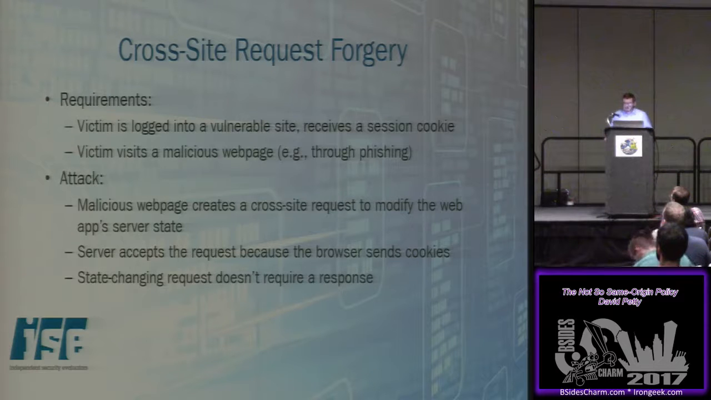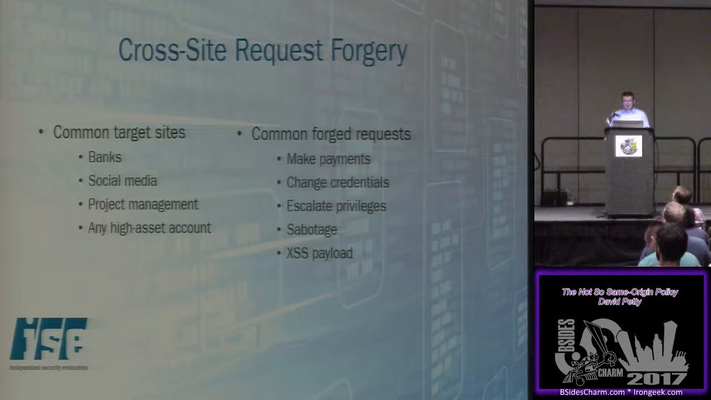And the reason this works within the constraints of the same origin policy is because the state-changing request doesn't require a response. So let's give some examples. First thing, common target sites: banks, social media, project management, but really anything that has high-value accounts or assets. And then some commonly forged requests. The classic is making a payment, so the attacker tricking the victim into paying them or emptying their bank account. Changing credentials so they can hijack the account. Escalating privileges could be creating a new account that has high privileges. And sabotage, of course, which would be like deleting a bunch of data.